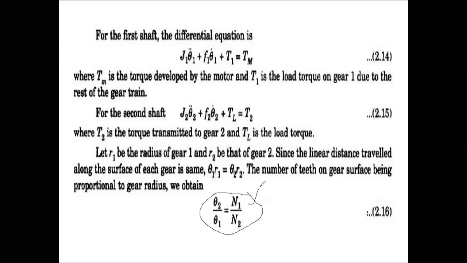This equation is fine. This also can be taken as equal to R1 by R2. Is it okay? Theta 2 by theta 1 is inversely proportional to N, and even inversely proportional to the radius of that particular gear also. Now let us take this further.